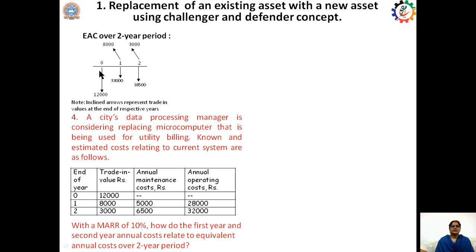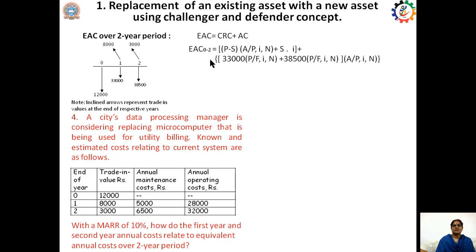Meaning is, if the asset is kept only for the first year, at the end of the first year when you sell, you get 8,000. Rather than that, if the asset is kept in service for 2 years, and at the end of the second year it is sold, then it is 3,000. If it is sold at the end of the first year, it is 8,000, then second year costs will not come into picture at all.